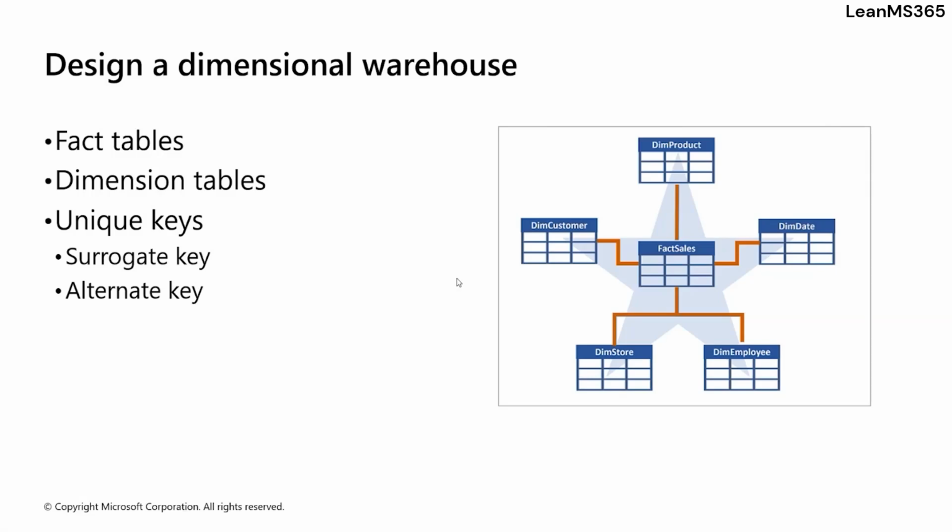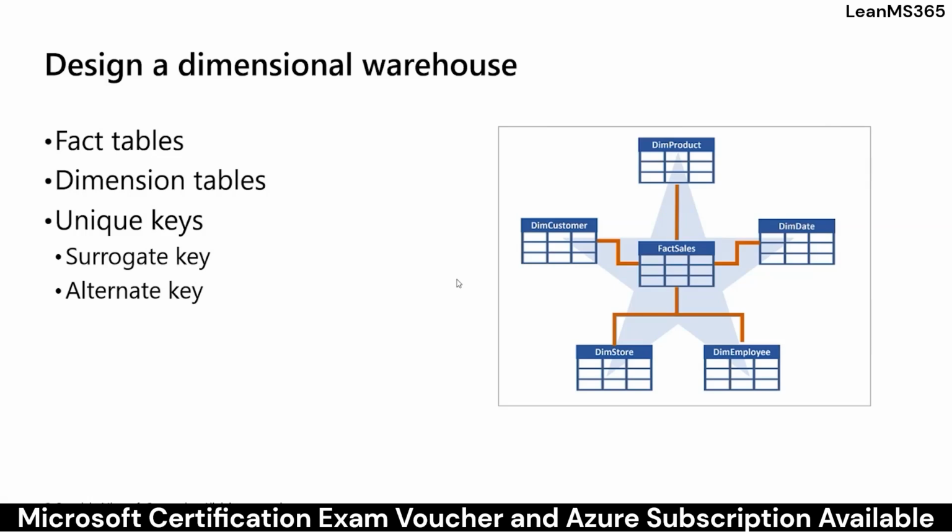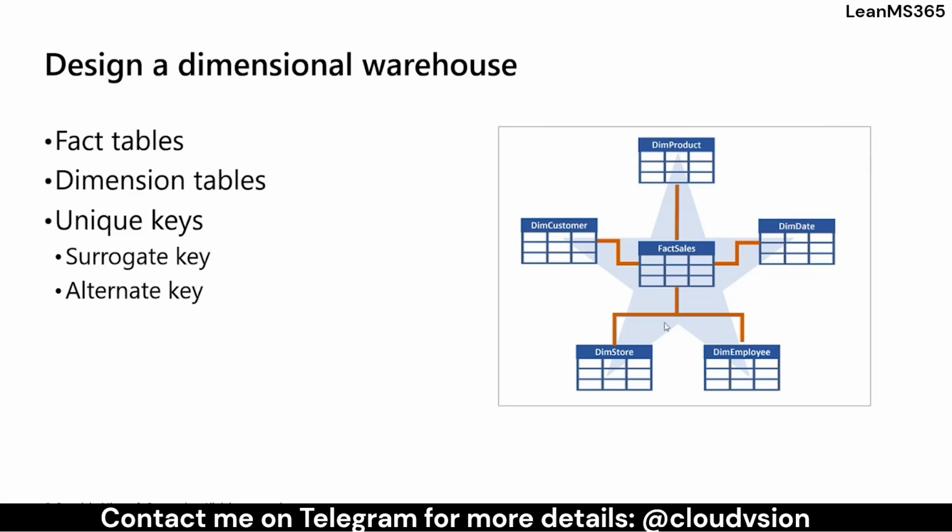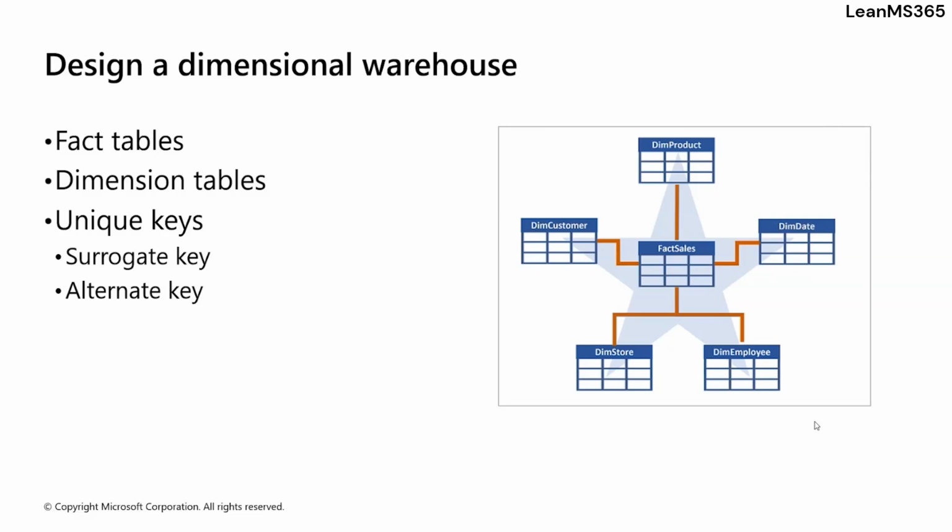Now let's talk about dimension tables. Dimension tables contain descriptive information about the data in the fact tables. These dimension tables typically have a small number of rows and are used to provide context for the data in the fact tables. Now there are two unique keys that are present.